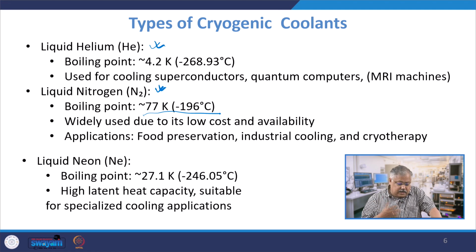Another node we say is around 27 Kelvin, which is for liquid neon. This is for liquid neon, where we use the 27 K value, and neon is used as a coolant in many cooling applications. And liquid nitrogen is used for food preservation, cryotherapy, and so on and so forth. However, 4.2 K is used for quantum computing, superconductors, and MRI machines.